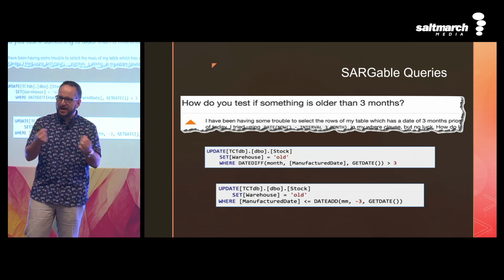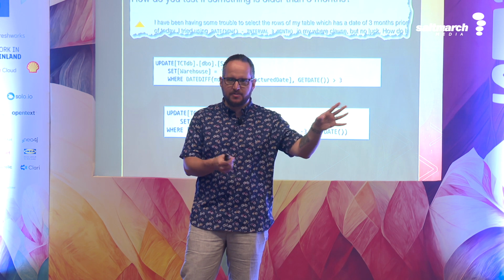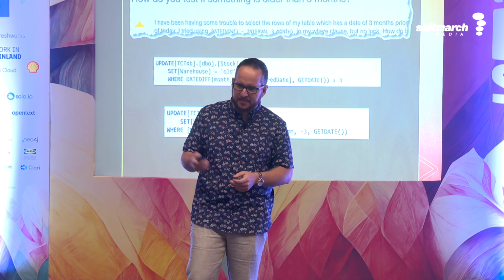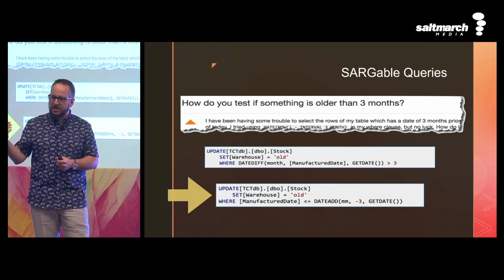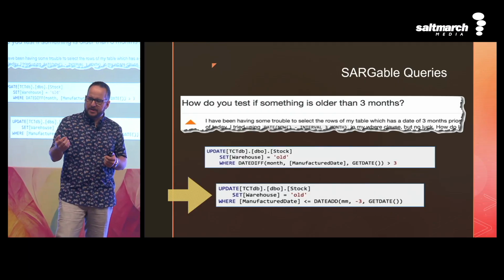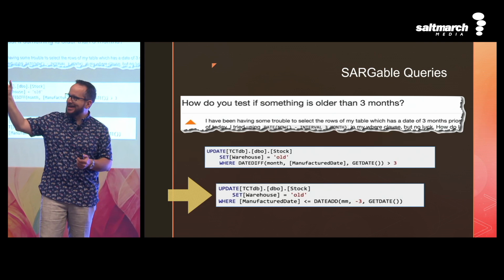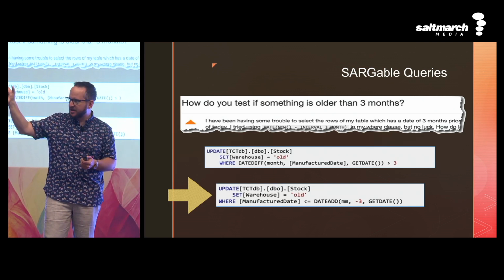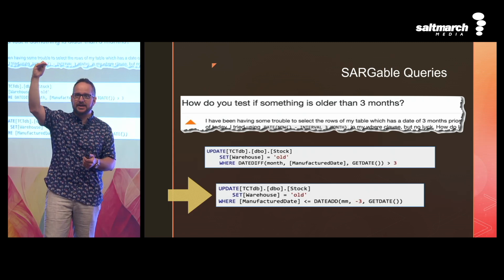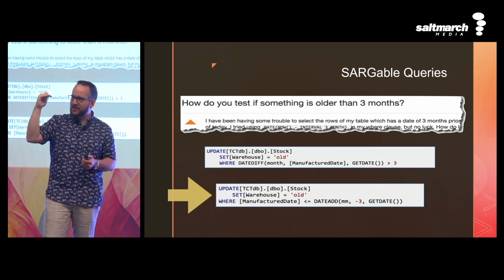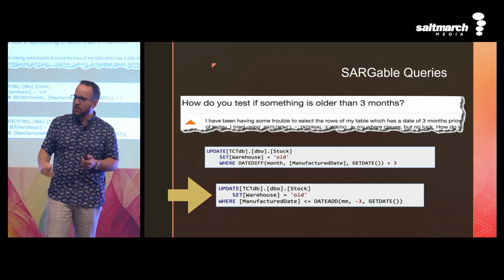Which one is better? And I get it. Nobody wants to hazard a guess. In fact, it will be the bottom one here. And here's why. If you look at the first one, it actually has to pass in the value of manufactured date into this function for every row. That means it has to calculate, evaluate that expression for every single row of data.